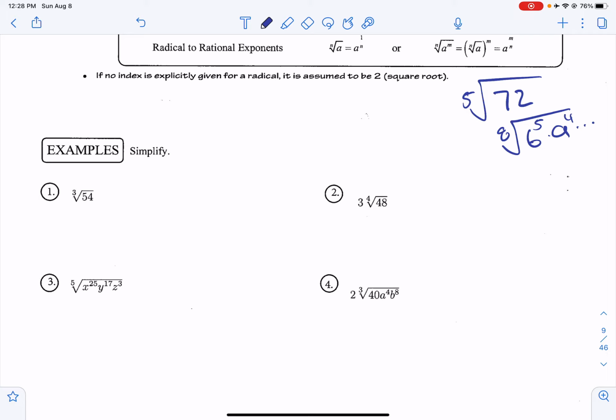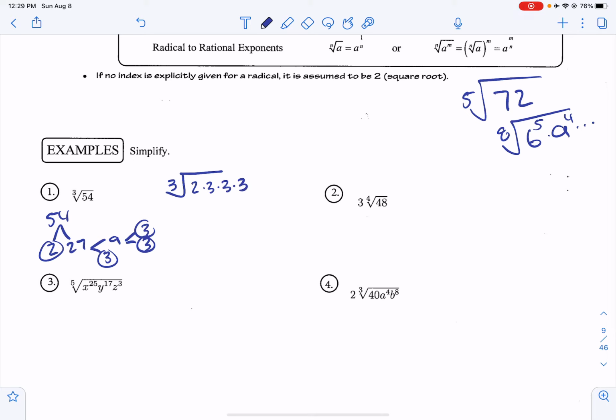So first of all, number 1, the cube root of 54. It wants us to simplify. So remember, we just take the 54 and we are going to factor that down. So that is 2 times 27, which is 3 times 9, which is 3 times 3. So I've got a 2, a 3, a 3, and a 3. So when I rewrite this, I've got the cube root of 2 times 3 times 3 times 3.